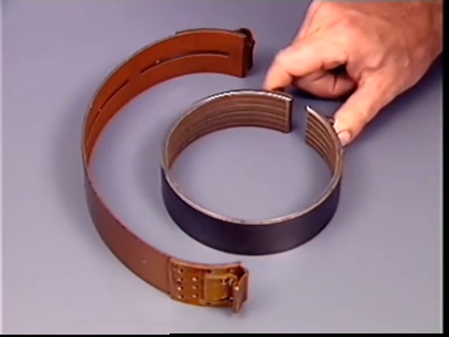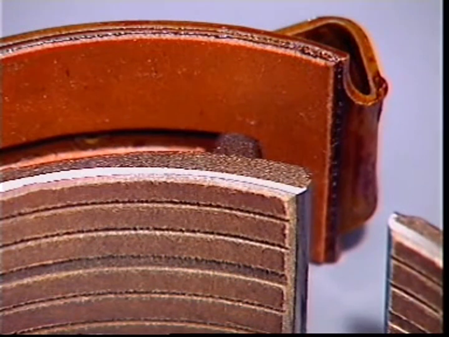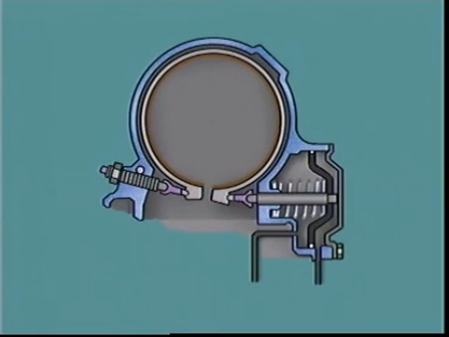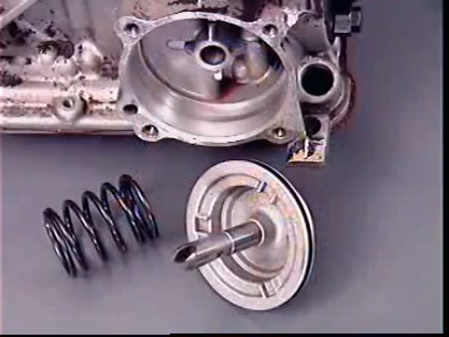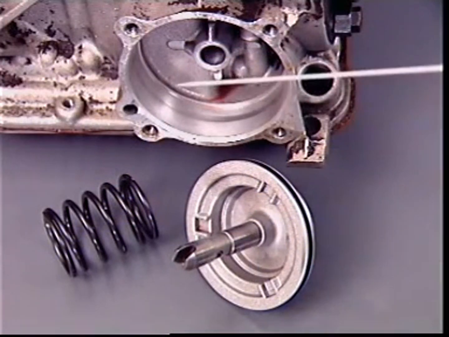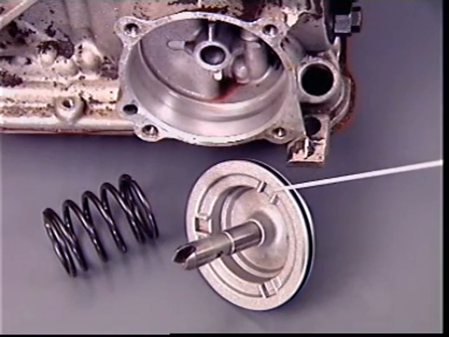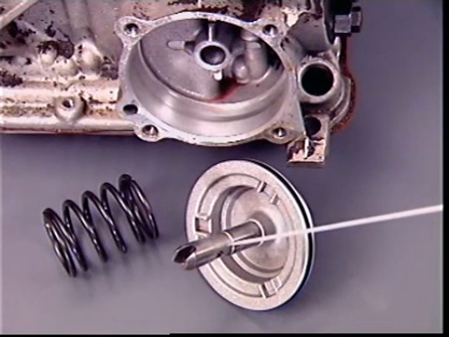All bands are externally contracting types and have a thin layer of plain or grooved friction material bonded onto a spring steel or cast steel backing. One end of the band rests against a stop or strut in the transmission case. The other end accommodates a push rod or linkage from a hydraulically operated servo, which contracts the band onto the drum. The simplest servo consists of a cylinder containing a piston, return spring, and a push rod.